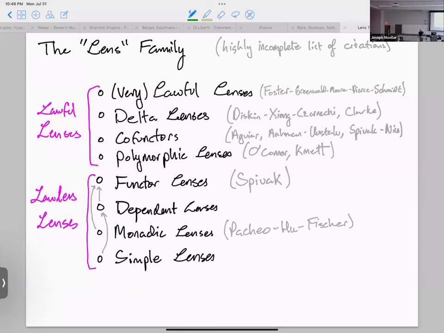But that's the main takeaway here. So okay, these include various kinds of other lenses. Simple lenses are the kinds of lenses you actually see in Haskell, as I'm going to call them. Sometimes people use "simple lens" to mean something else.